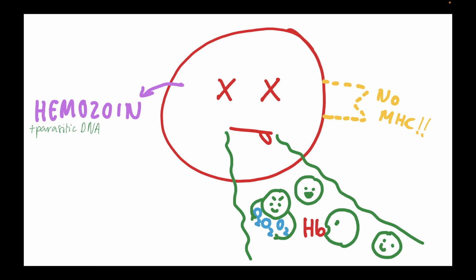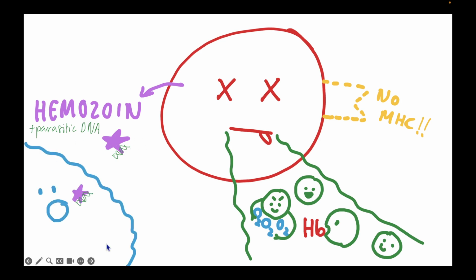It very strongly attaches to parasitic DNA from the merozoites. So this complex, which is the hemozoin with the parasitic DNA, is going to be recognized by macrophages. These macrophages are going to phagocytose this thing, and the parasitic DNA is going to activate TLR7 and 9. Okay? And TLR7 and 9 will lead to an increase in IL-1 and TNF-alpha.